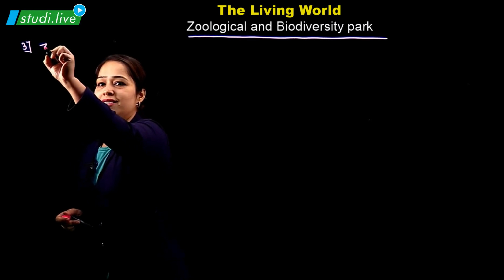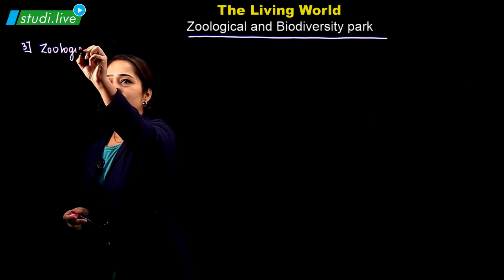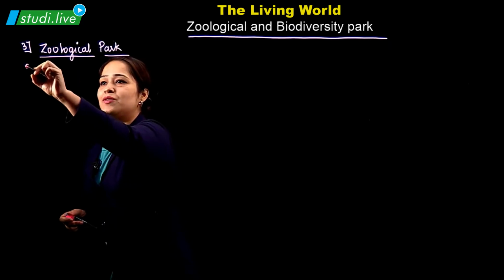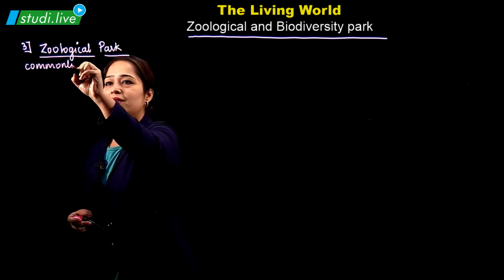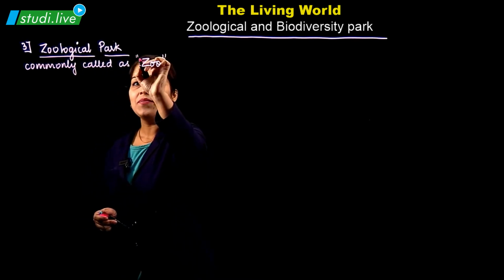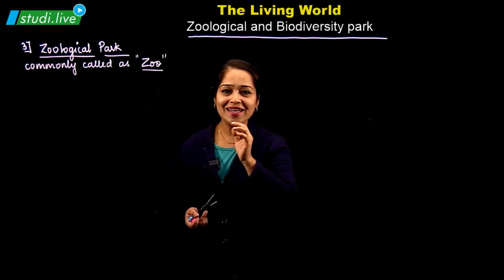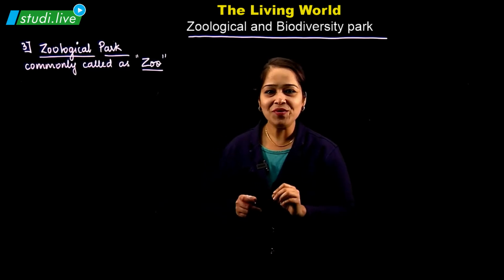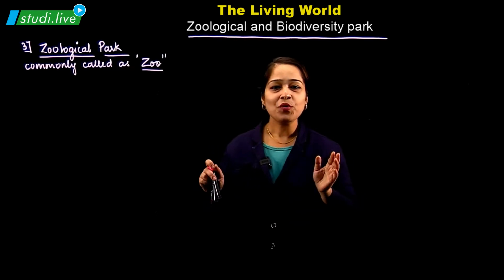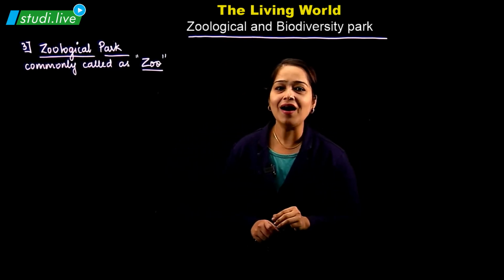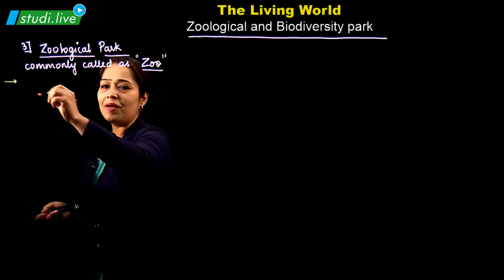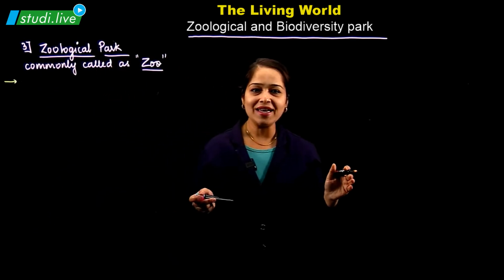So first one is zoological park. This zoological park is commonly called as zoo. Now children find a great interest for visiting such places. Why? Because we can see animals of different types, of different varieties, which are kept in captivity. Captivity means enclosed space, which is nothing but in a cage or in protected areas.